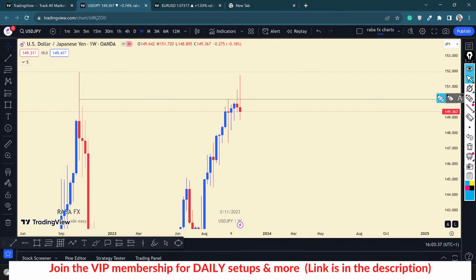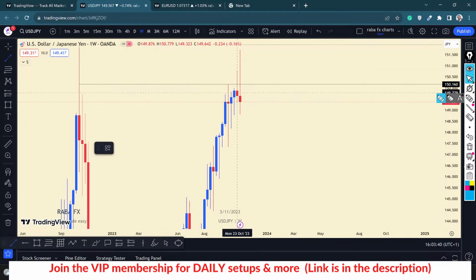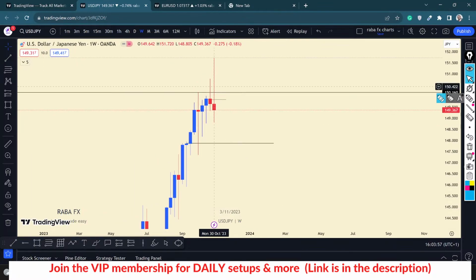On the weekly, price had this nice rejection here. This is simply a bearish move. Where are we heading to? We don't have any fresh levels here, but they can still respect. This level can still respect. Let's say price wants to get to this level. Okay, so we have to wait for alignment.